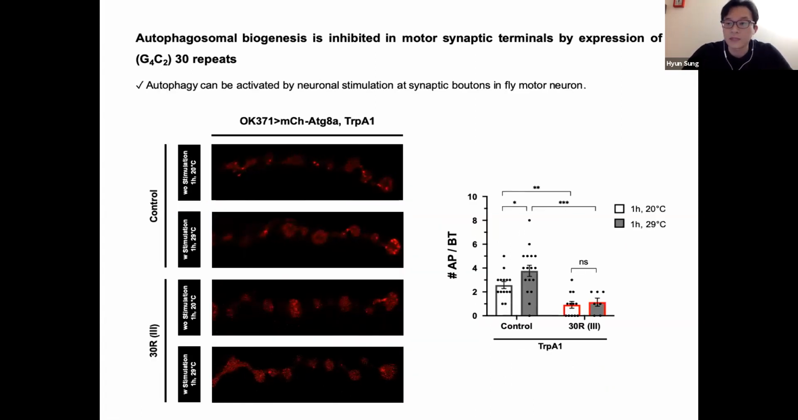Previously it has been demonstrated that autophagy can be activated by neuronal stimulation in the synaptic bouton of fly motor neurons. So we applied the temperature-sensitive TRPA1 channel to artificially upregulate the autophagy process. Here in the control animal, when we switch the animal from 20 to 29 degrees, the number of autophagosomes was upregulated. But this upregulation was still inhibited by the expression of the G4C2 30R repeats, which suggests that the biogenesis of autophagosomes may still be inhibited under 30R repeat expression.